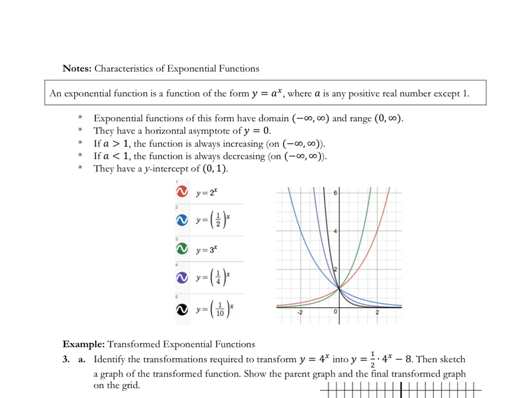You'll also notice that all these exponential functions have a horizontal asymptote down here at y equals 0. So the graphs all sort of level off towards that asymptote of y equals 0.